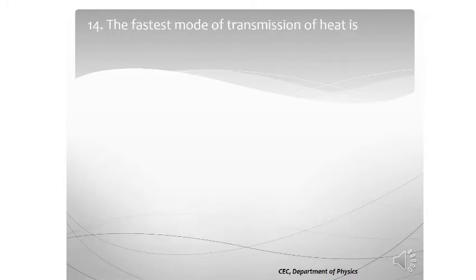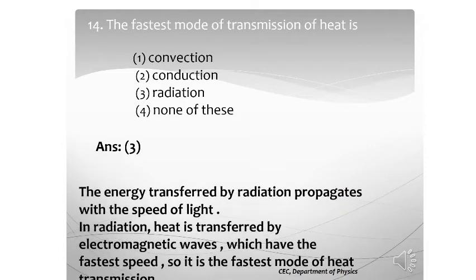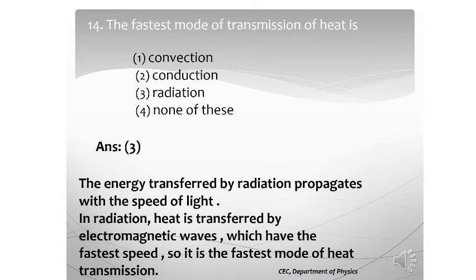Next, the fastest mode of transmission of heat is convection, conduction, radiation, none of these. Answer 3. Radiation. The energy transferred by radiation propagates with the speed of light. In radiation, heat is transferred by electromagnetic waves which have the fastest speed, so it is the fastest mode of heat transmission.